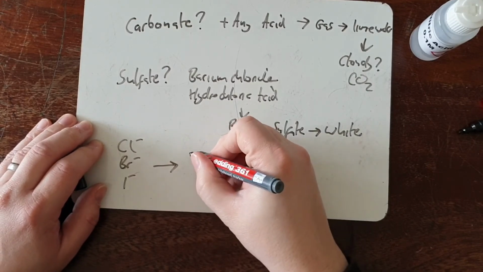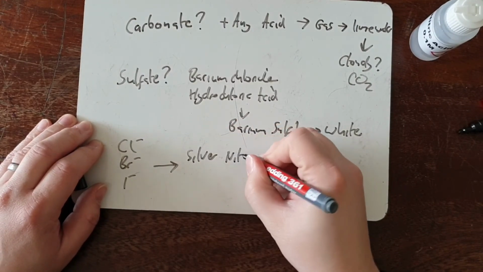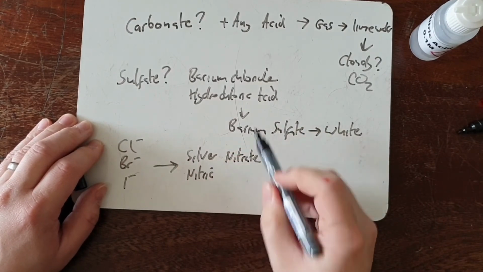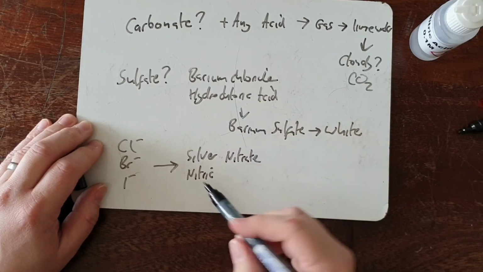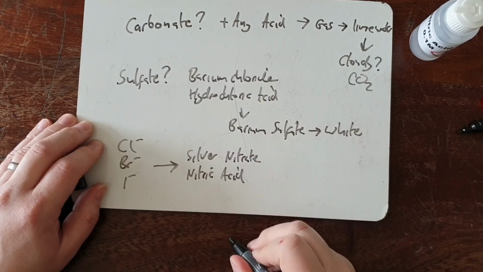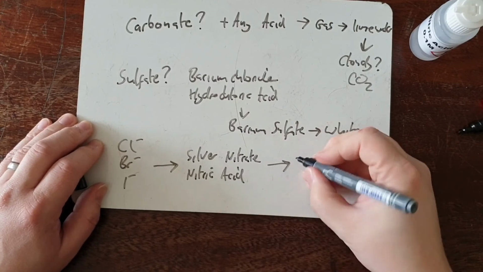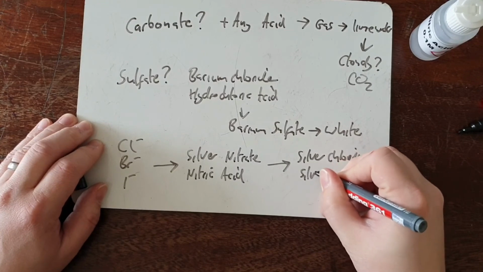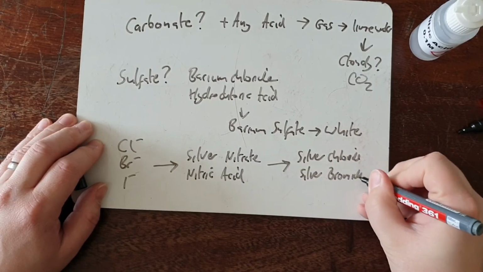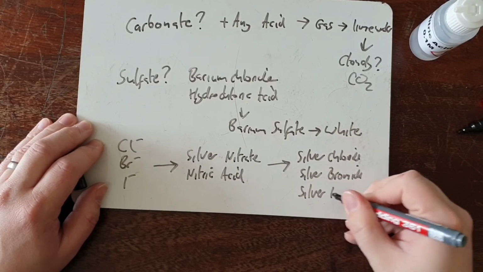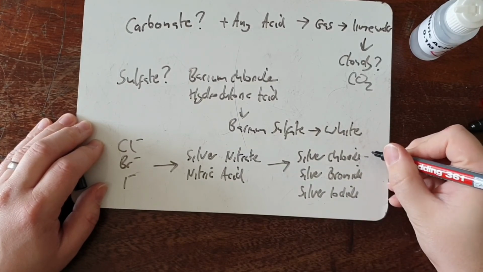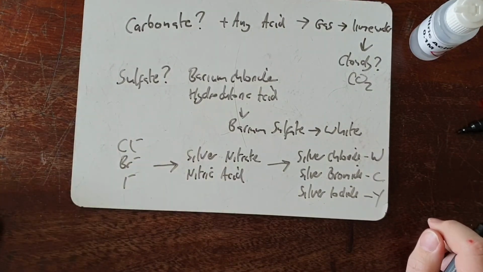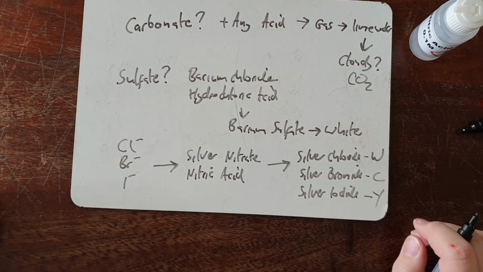And then halide ions, so chloride, bromide, iodide ions. So the test for all those is the same. We add silver nitrate, and nitrate means nitric acid, right? Chloride, hydrochloric acid. Nitrate is nitric acid. And then you would make silver chloride or silver bromide or silver iodide. And silver chloride is a white precipitate, silver bromide is a cream precipitate, and silver iodide is a yellow precipitate.